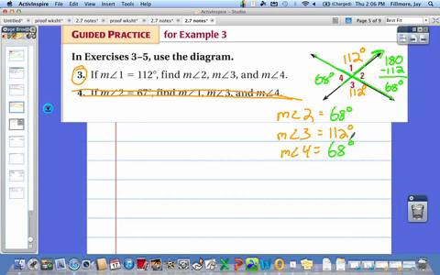We did an example just like this in section 1.5. So if you want to look at the 1.5 video, that could be of some assistance as well.